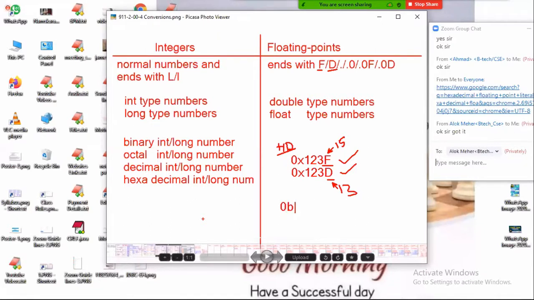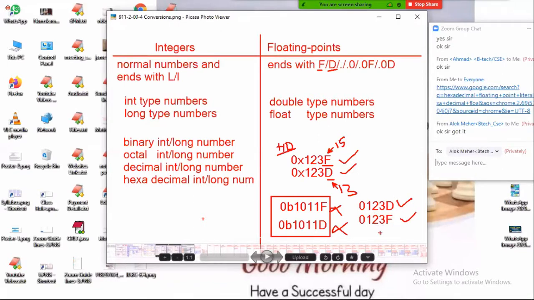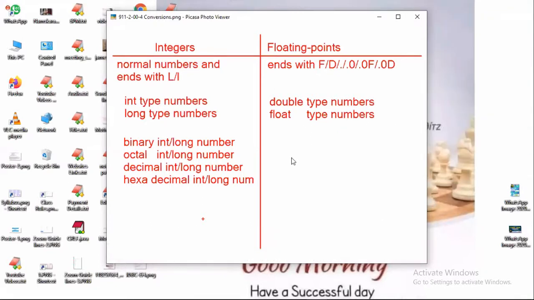If I write 0b101f, is it allowed? No. If you write 0b101011d, is it allowed? No. The compiler throws an error. Everyone understand? Not allowed. Next, if I write 0123f or 0123d, is it allowed? Allowed. Then what is the output? Is there any conversion? No. 123.0 will come. They are simply converted to floating point numbers by ignoring the 0, because a zero on the left side has no value.